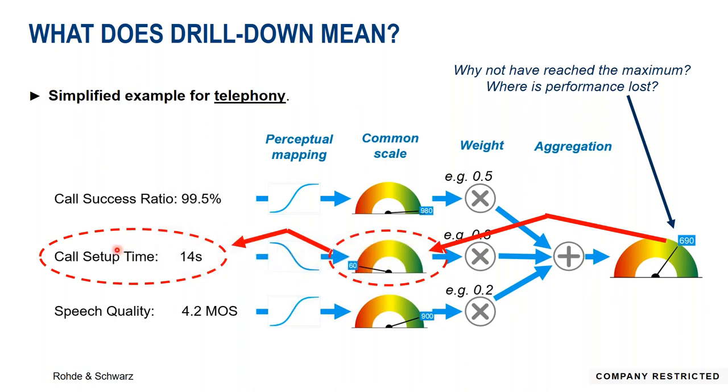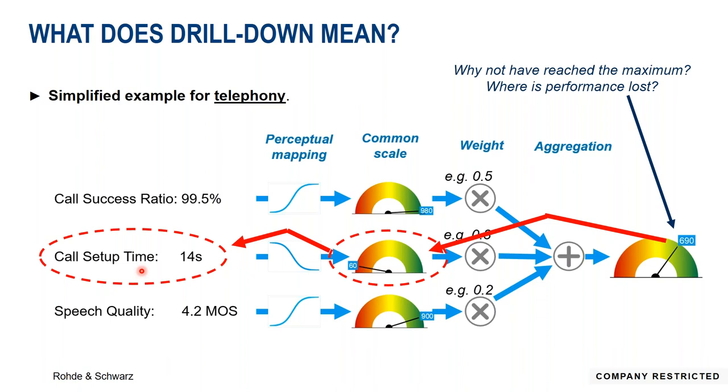Then you can drill down into KPIs. We saw that the call setup time is more than 10 seconds. The KPI is such that if it is more than 10 seconds, you get very, very little points because it is taking too long to set up a call. So in this case, the call setup time is the major factor that contributed to the poor performance this operator is getting. They have to do something about this.